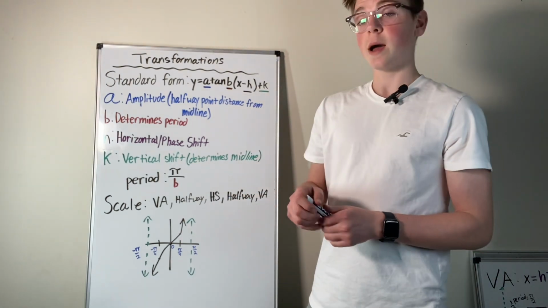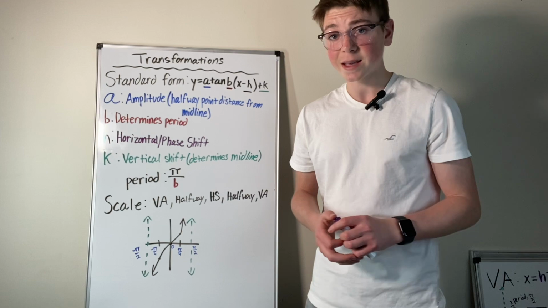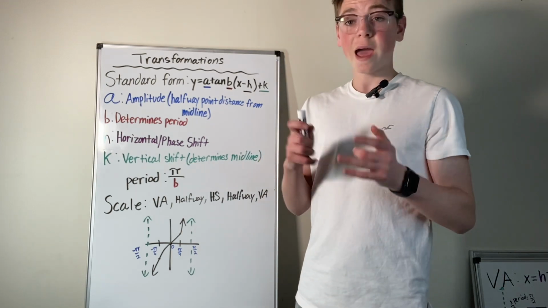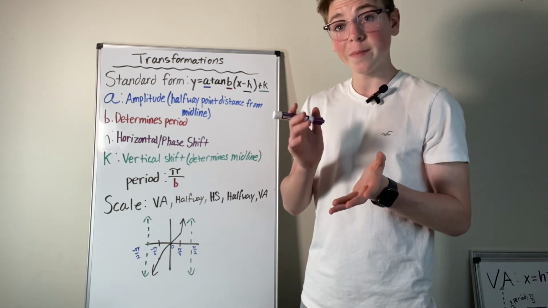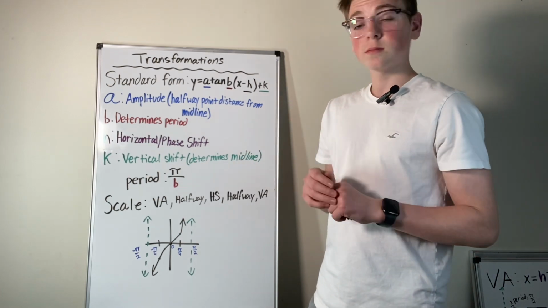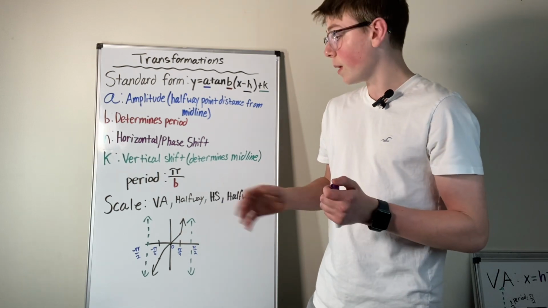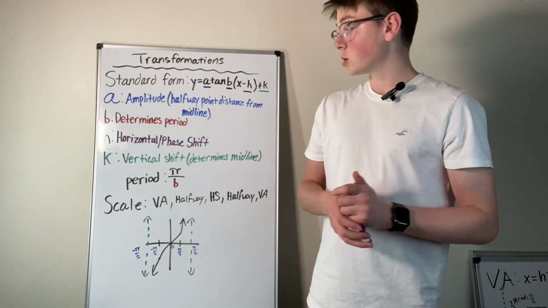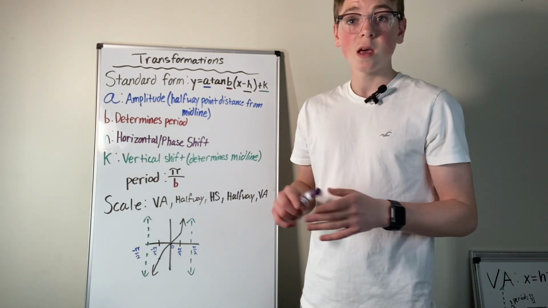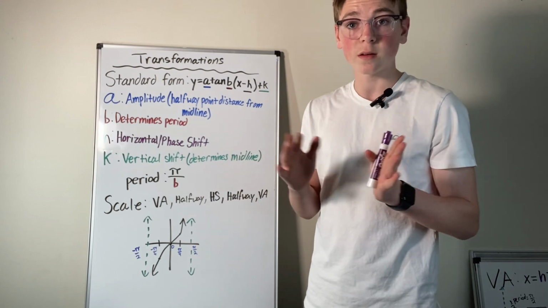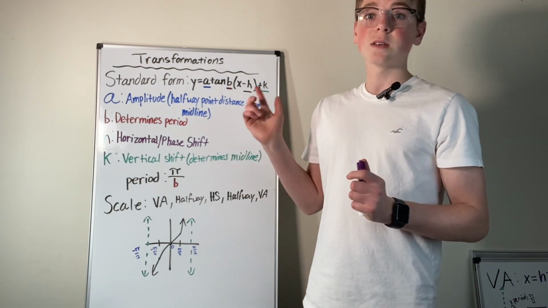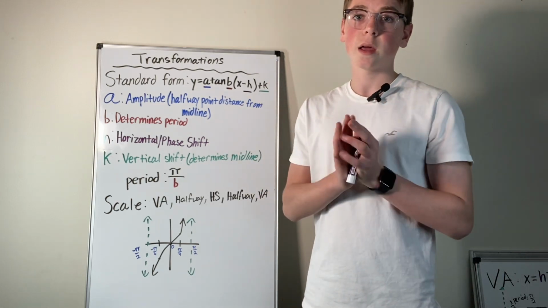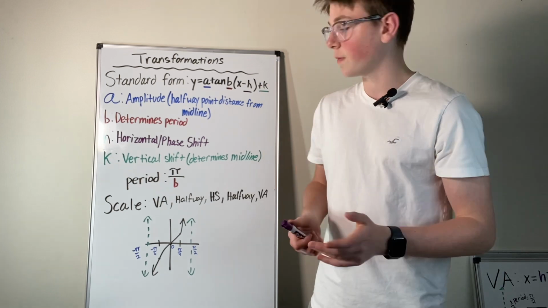Our standard form is y equals a tangent b of x minus h plus k, where a is our amplitude, which is the halfway point's height from the midline. Then B determines our period. Well, what does that mean? The period of a base tangent graph, if we remember, is pi. So our period is pi over B. If B is 2, then we compress by a factor of 2, and our period is pi over 2. If B is 1/2, then our period is pi divided by 1/2, which is 2 pi, and our graph stretches out by a factor of 2.